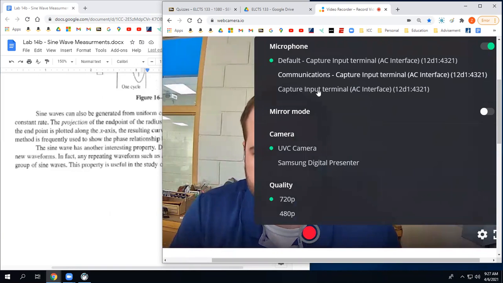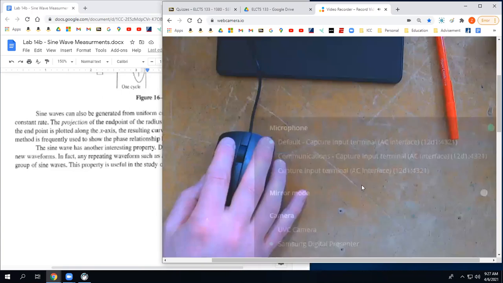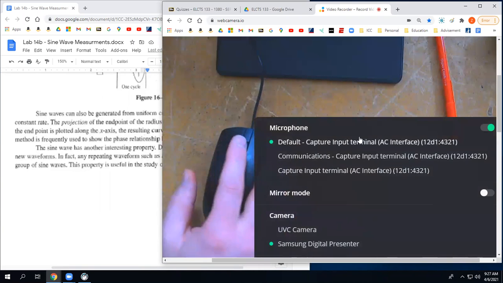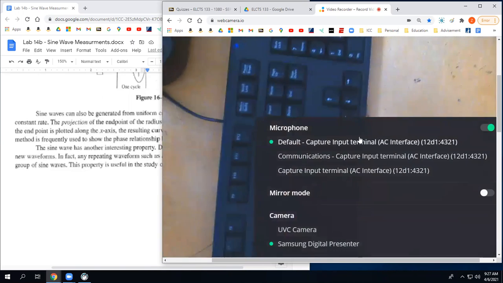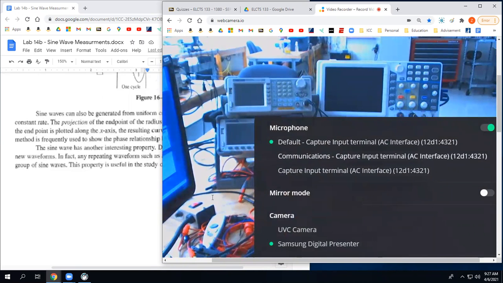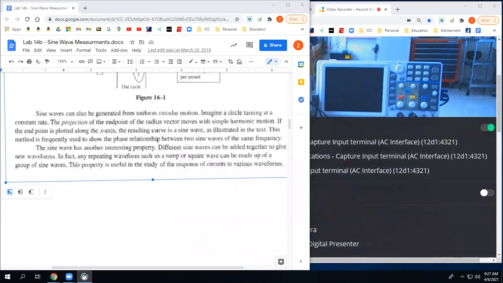Is everybody in a place where I can take over your computer screens for the lab? Okay, I'm doing it. See it?